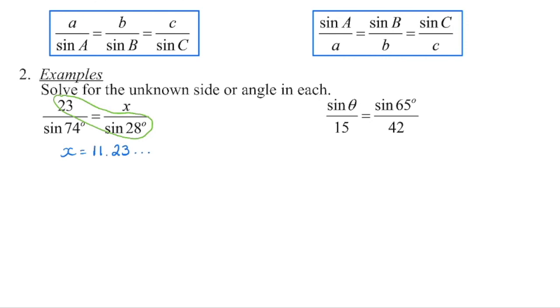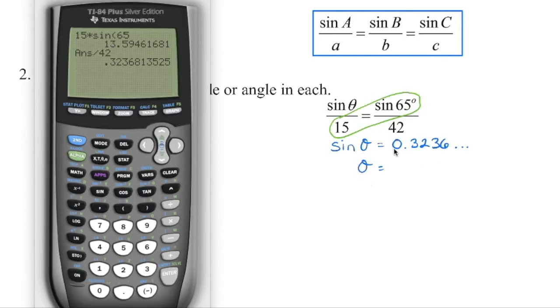In my next one, we're looking for angle theta, and again, we're going to multiply the two that are diagonal from each other that we do know the value of, and then we're going to divide by that 42, and that's going to give us the sine of theta's ratio. We're looking for that angle measure, so we need to take the inverse sine of that angle.